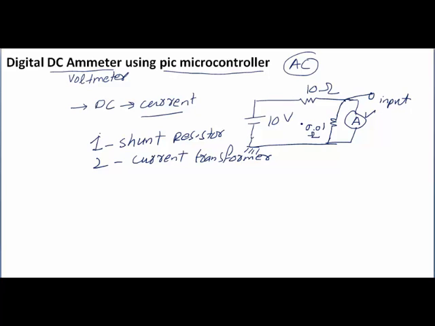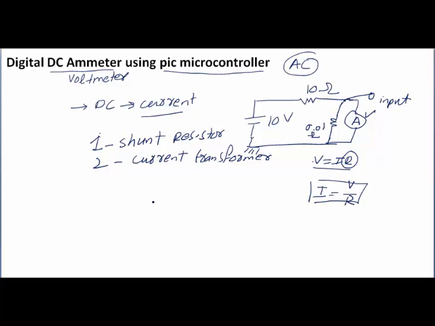So you measure voltage across this shunt resistor with the help of the microcontroller, and you can use Ohm's law to calculate current. As we have measured voltage with the help of the microcontroller, and we already know the value of the resistor, we can use Ohm's law in our programming to calculate current. So this is the one method.